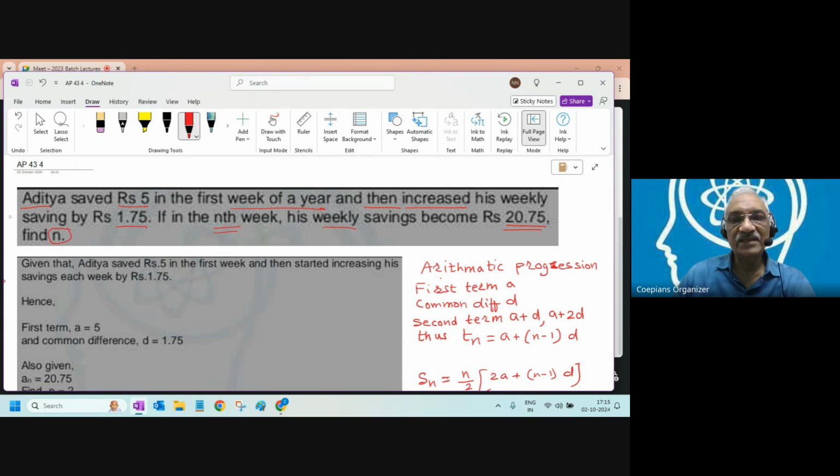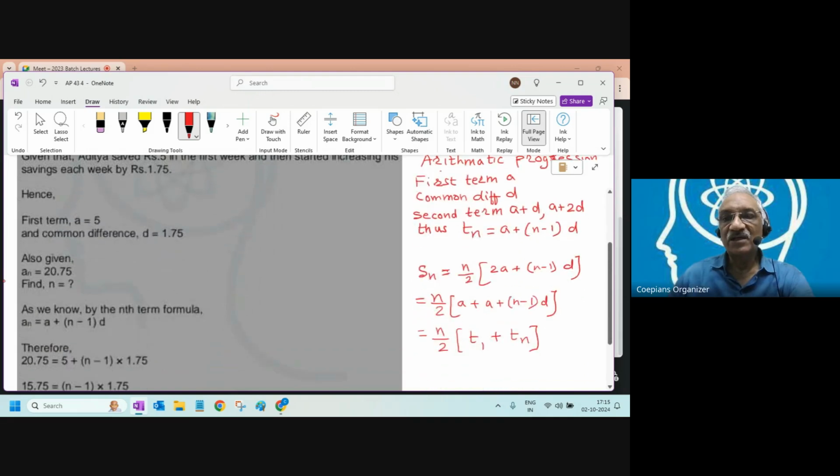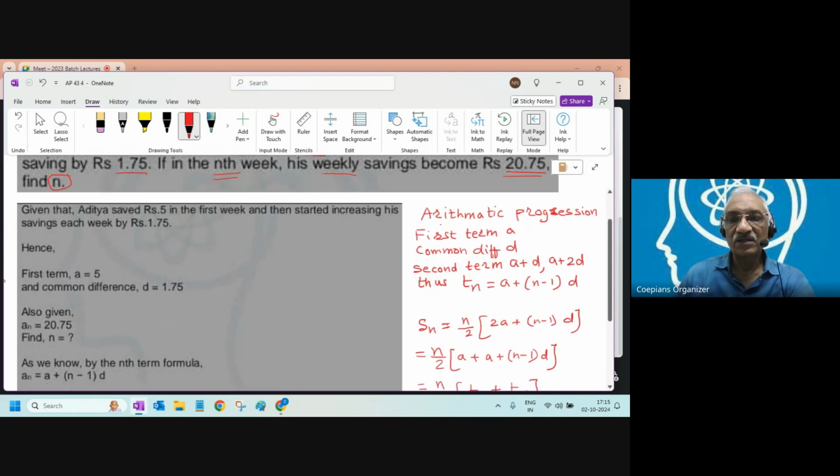So obviously there is an increased saving over weeks. So this particular problem belongs to arithmetic progression. In arithmetic progression, remember that I have listed here, the first term is considered to be a and the common difference is d.